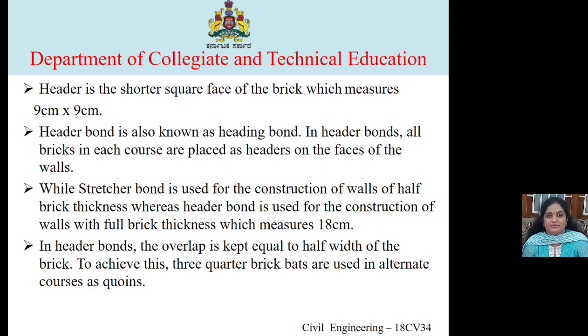So while stretcher bond is used for the construction of walls of half brick thickness, header bond is used for the construction of walls with full brick thickness, which measures 18 centimeters thickness of the wall. In header bonds, the overlap is kept equal to half width of the brick. To achieve this, 3/4 brick bats are used in alternate courses as quoins.